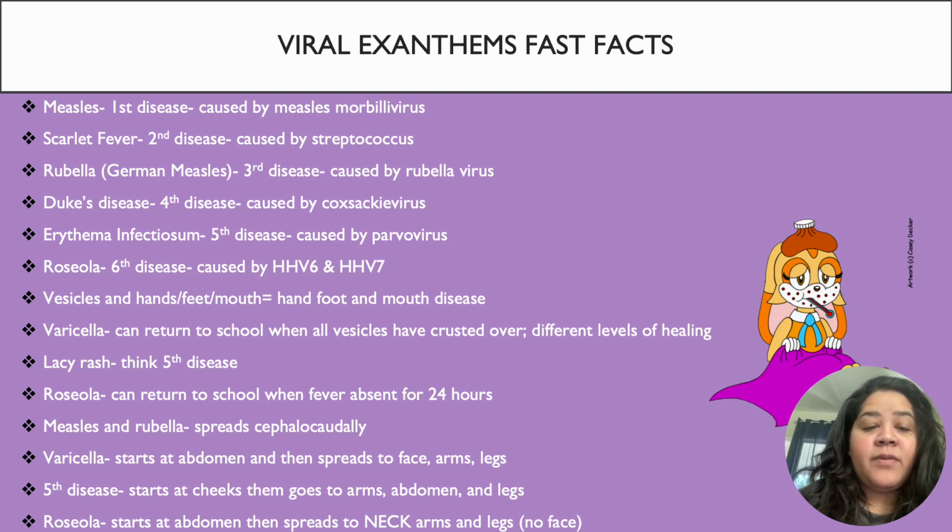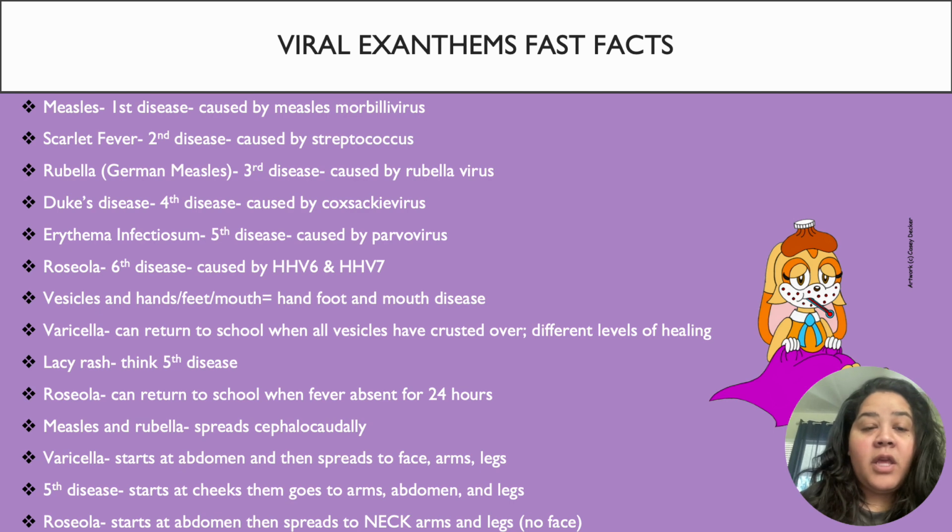Varicella starts on the abdomen and then spreads to the face, arms, and legs. Fifth disease starts on the cheeks, but not the rest of the face, and then spreads to the extremities. And roseola starts on the abdomen and spreads up to the neck and the arms and legs, not the face. So that's the only one that doesn't really affect the face, and it's important to know that.